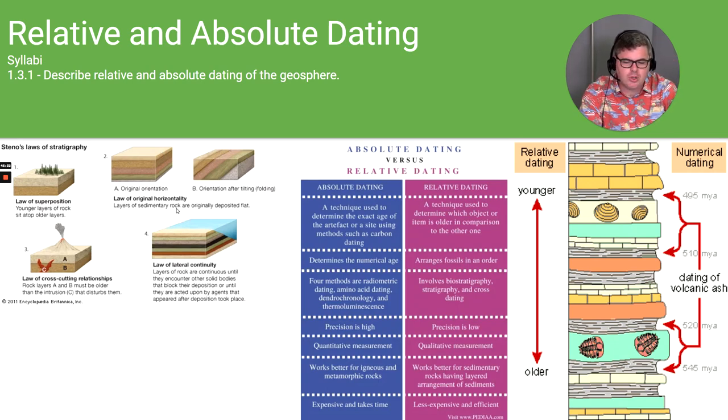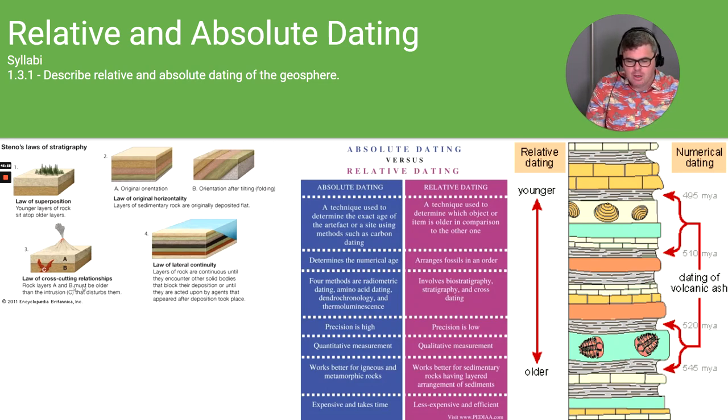The law of original horizontality. Layers of sedimentary rock are originally deposited flat. If it makes sense, okay? It's not like they're automatically going to form at an angle. That happens due to physical distortions due to geological activity over time. It could be rivers wearing away at some part, or it could be a landslide in another. But originally, we assume they're always going to fall flat on the ground.